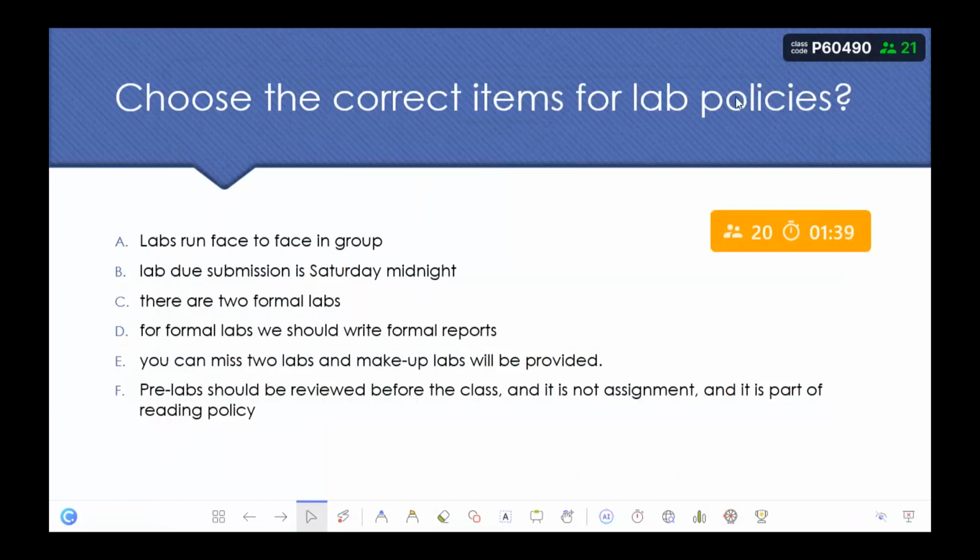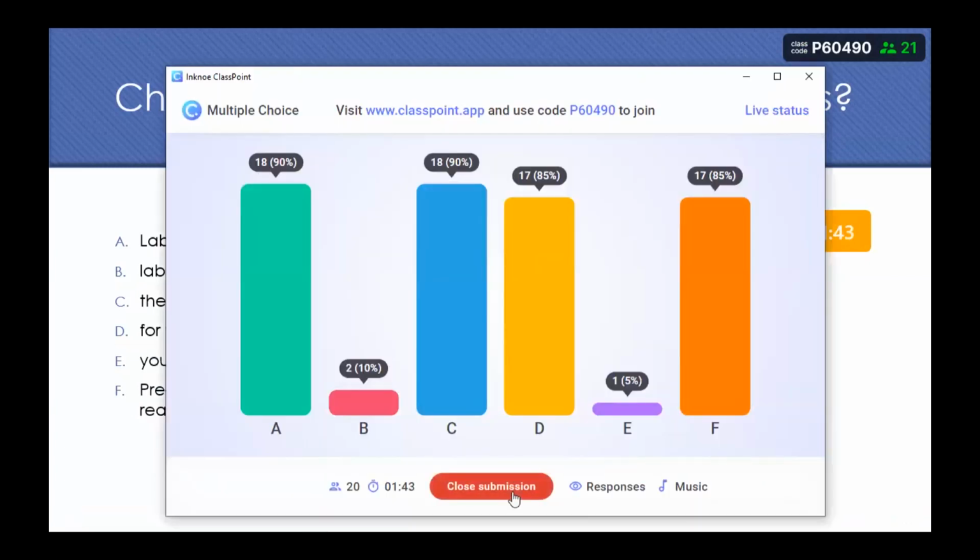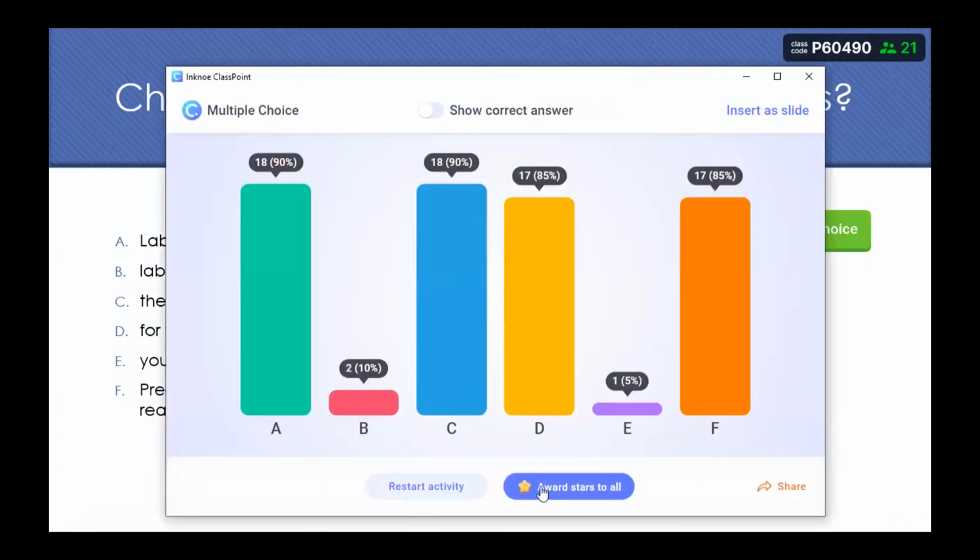Okay. So let me just close this. Close submission, and then show the correct answer. Yes, A, C, D, F. A, C, D, F. So B, what was the B?